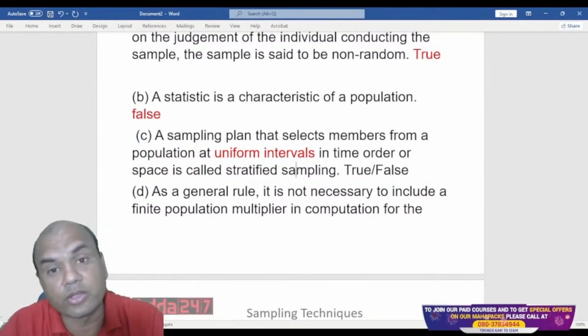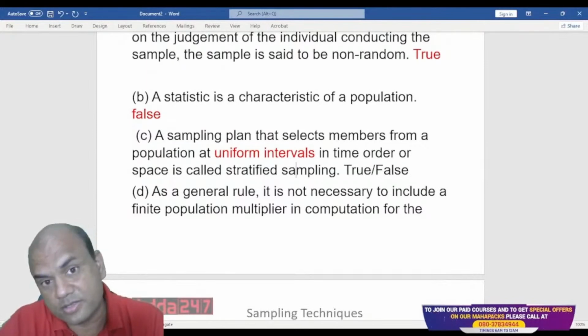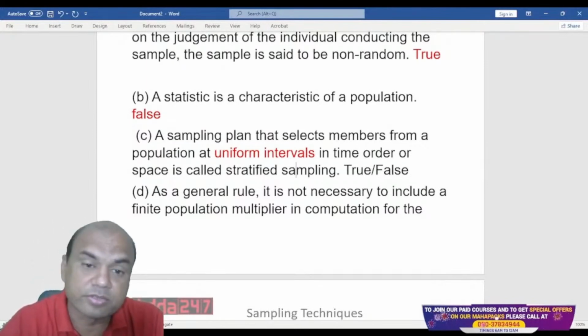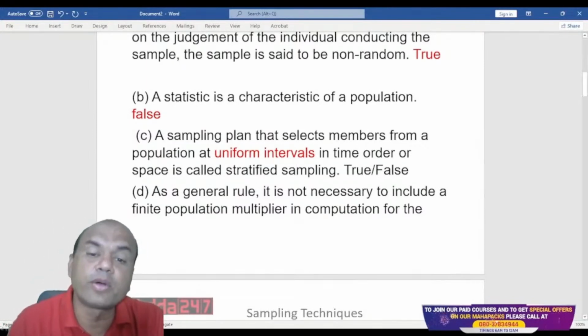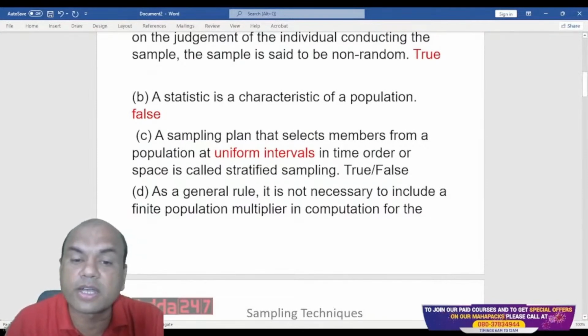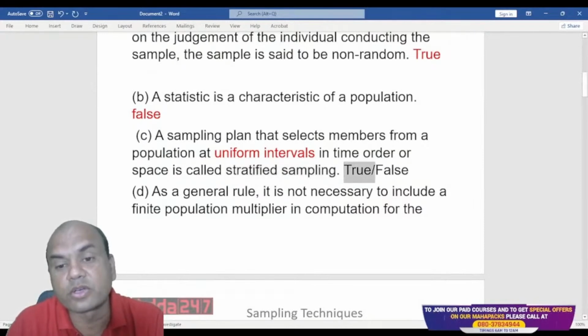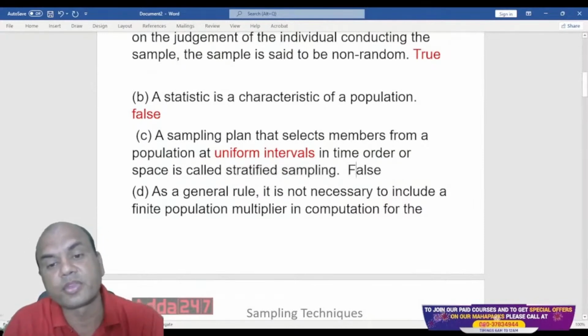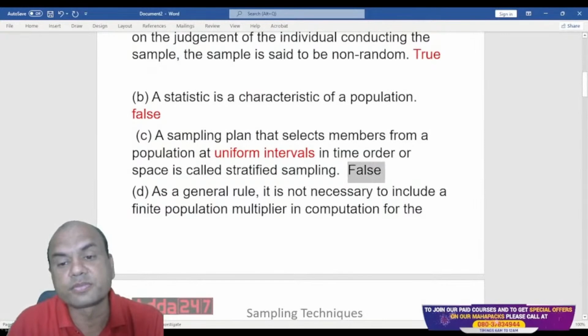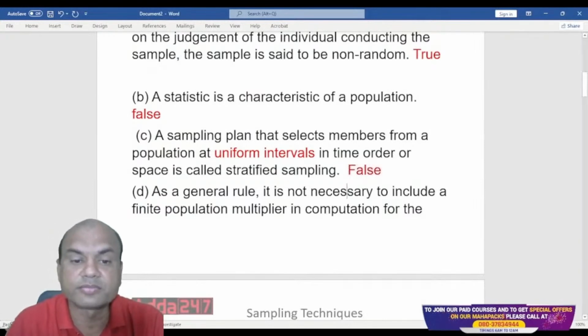Now all of you have to search it. You might have the answers also. So this is uniform interval, which means it is not stratified sampling. It is called systematic sampling. So the answer over here is false again. Got it, everyone?